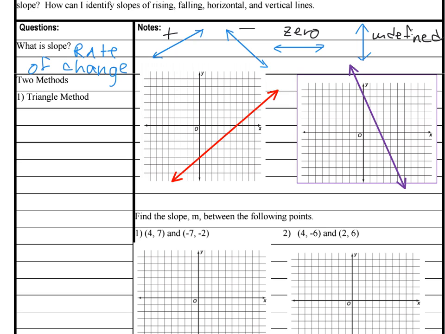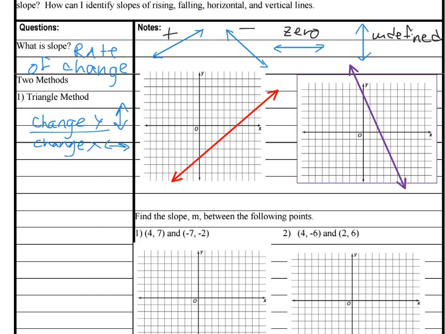And remember, with slope, it's the rate of change, so it's how much it changes in y over x. So that means y for the y-axis is up and down, and x is left and right. So hopefully that will help us as we move forward.